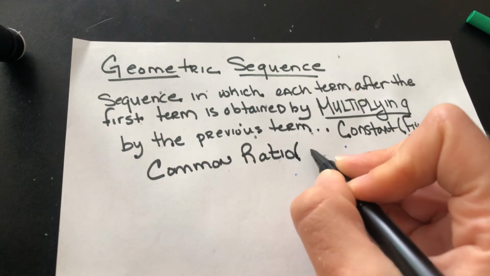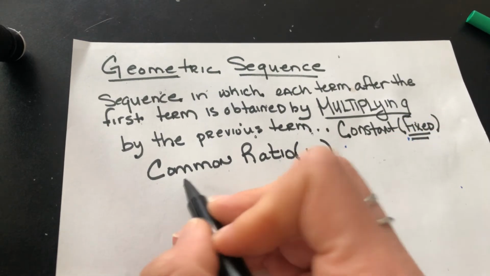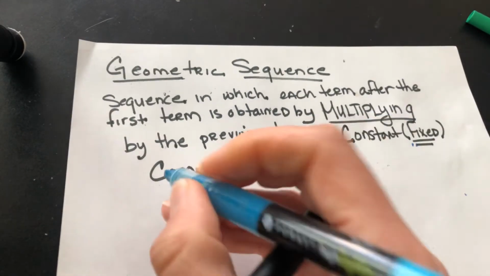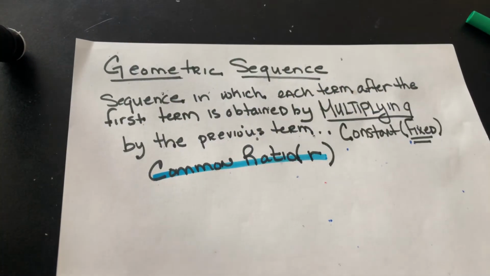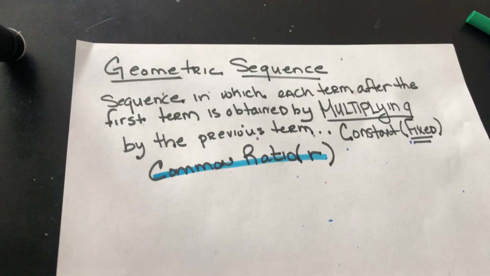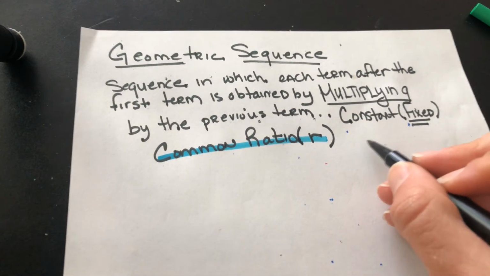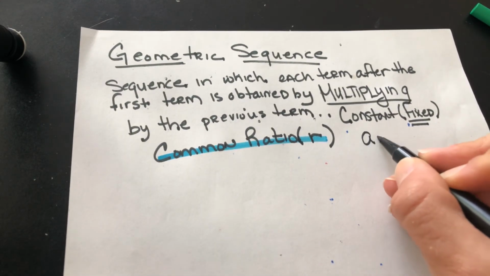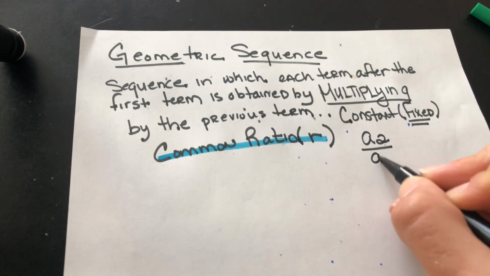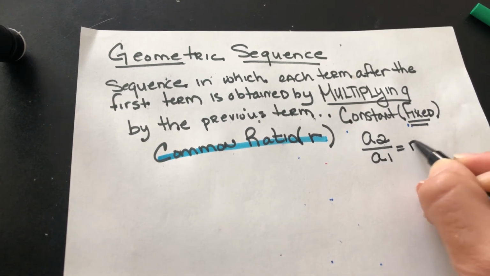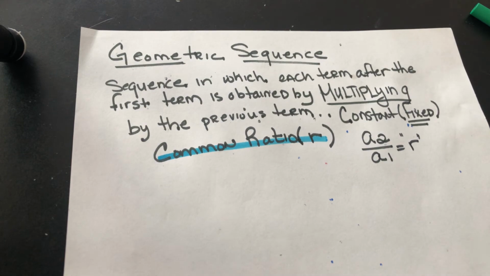And the letter we use is an R. The letter we use for a common difference was a D. Common ratio is an R. The way, again, you find the common ratio, just like you found the common difference, you're going to take the second term and divide it by the first term. This gives you your R. The D was the second term minus the first term.